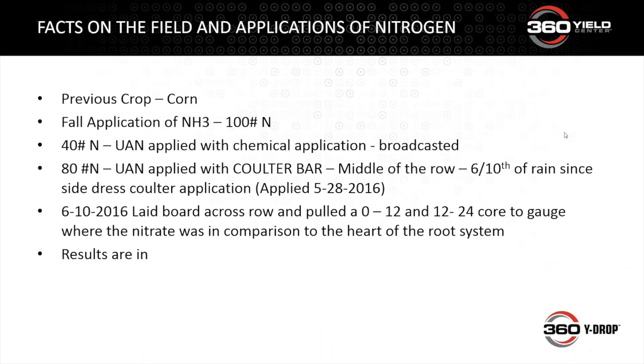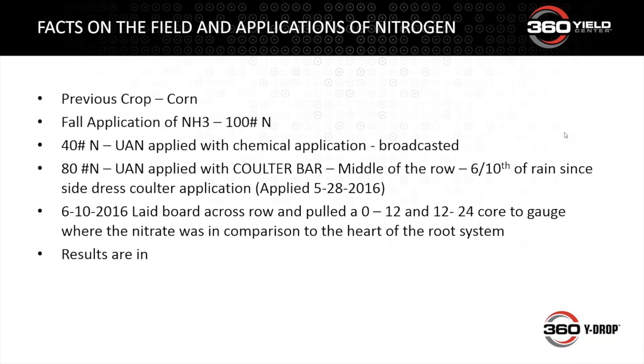So just a few facts on this field. Previous crop was corn. We had a fall application of NH3 at 100 pounds. We had 40 pounds of weed and feed at the time of the chemical application, broadcast, and 80 pounds of UAN with a coulter bar in the middle of the row. Since it had been put on and I had tested, we had 6/10 of rain. It was applied on the 28th of May, and I sampled it roughly 2 weeks later.